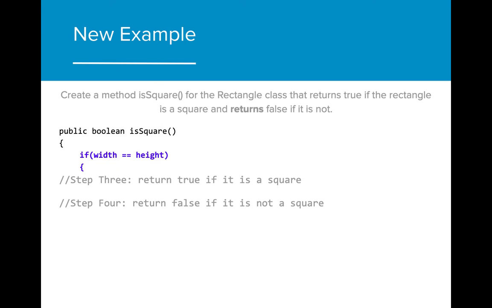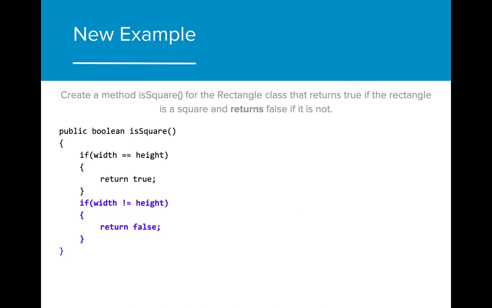Because squares have the same width and height, we can figure out if a rectangle is a square by comparing the width and the height of the rectangle. If the height and the width of the rectangle are the same, then we know it's a square. We can then return the value true, indicating that the rectangle is a square. Next, we want to write another if statement that tests if the height and width are not the same. If they are not, then we want to return the value false.